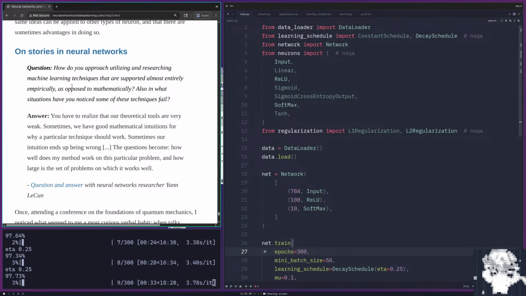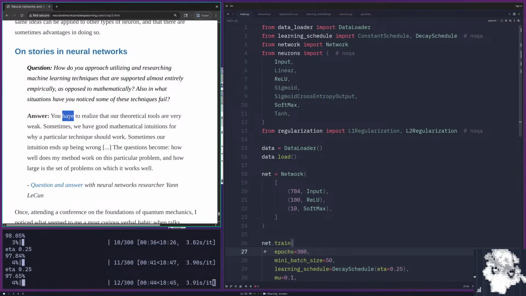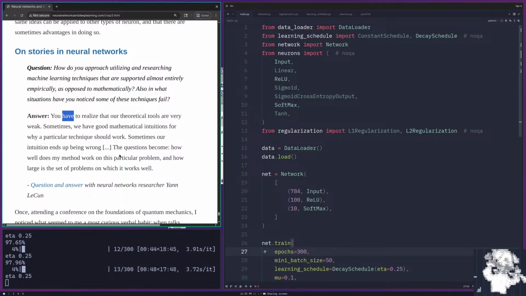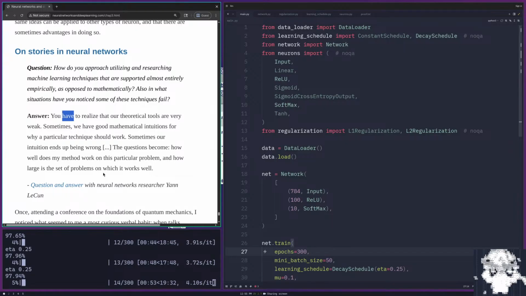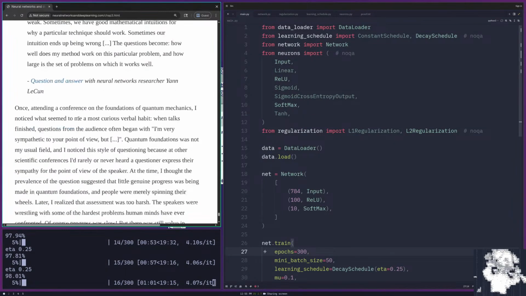Question: How do you approach initializing and researching machine learning techniques that are supported almost entirely empirically as opposed to mathematically? Also, in what situations have you noticed some of these techniques fail? Answer: You have to realize that our theoretical tools are very weak. Sometimes we have good mathematical intuitions for why a particular technique should work. Sometimes our intuitions end up being wrong. The question becomes, how well does my method work on this particular problem, and how large is the set of problems on which it works well? Question and answer with neural networks researcher Yann LeCun.